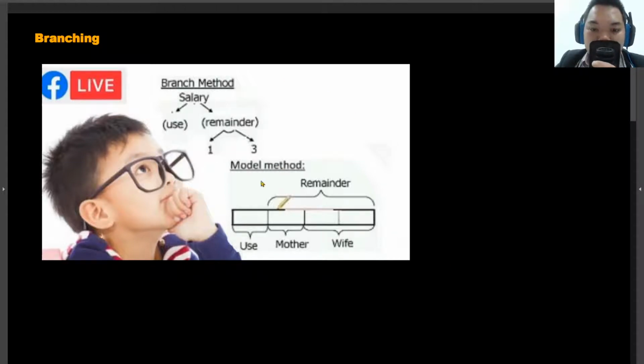Between models and branching, I want to show you how they are connected. And the branching that I'll be using will not involve fractions, but rather it will involve whole numbers, because I think that's something you're more familiar with.